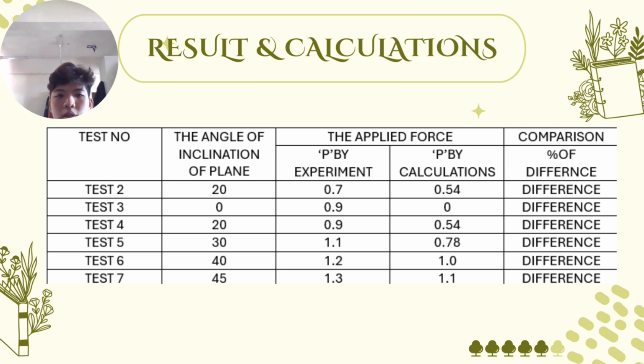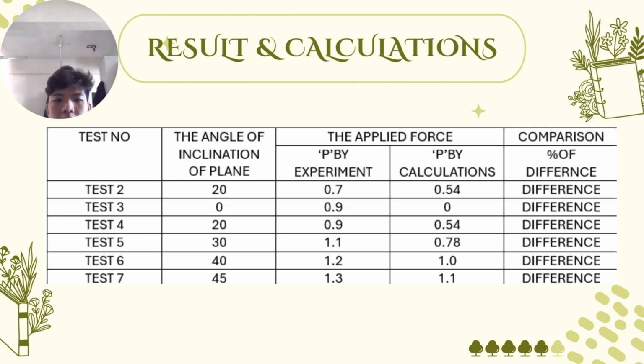Firstly, for test 2, the angle is 20, and then the applied force P by experiment is 0.7, by calculation 0.54, and the comparison is different. For test 3, the angle is 0. The applied force from experiment is 0.9, and then by calculation is 0, and then the comparison is different.